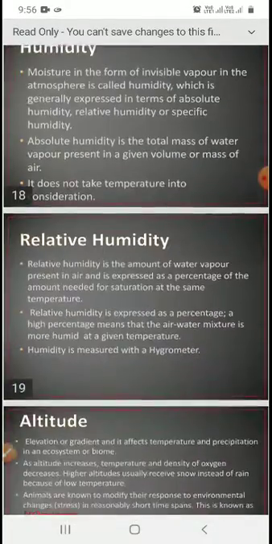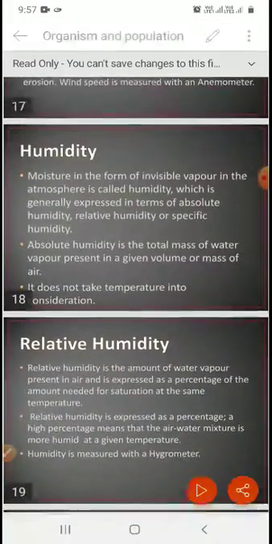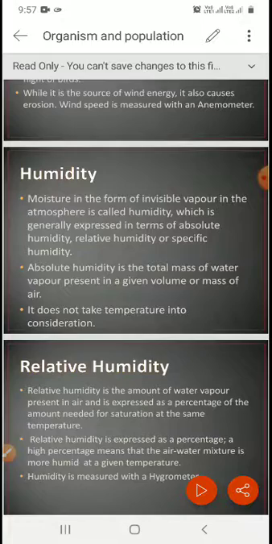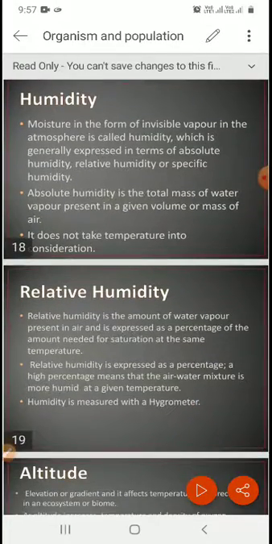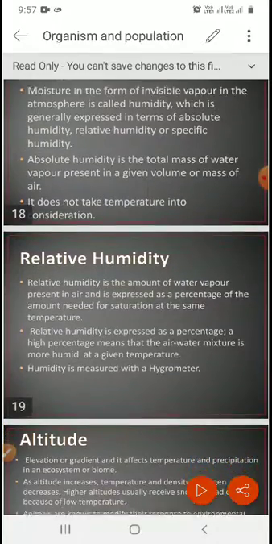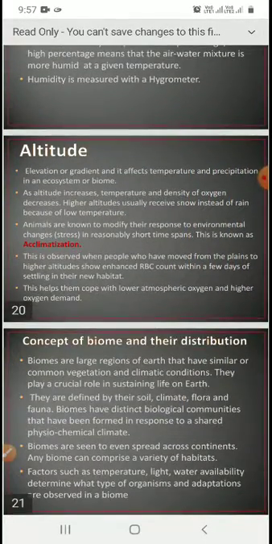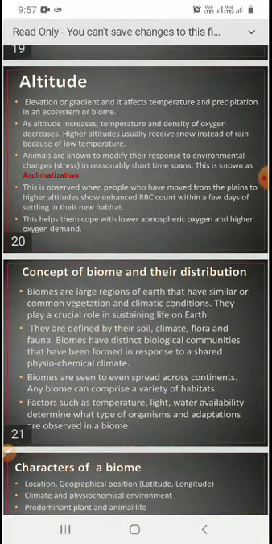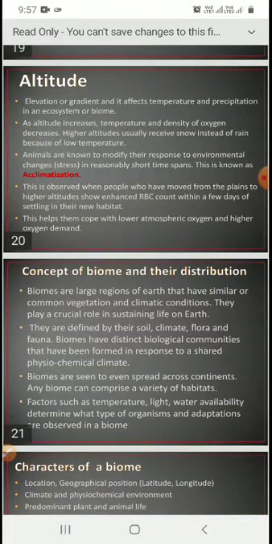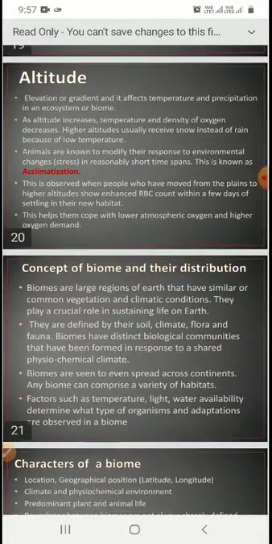Wind, humidity, relative humidity, altitude and the concept of biome. This is very important. What is humidity? Moisture in the form of invisible vapor in the atmosphere is called humidity. Absolute humidity is the total mass of the water. Relative humidity is expressed as a percentage. Altitude: animals modify their response to environmental changes in a reasonably short time span. This is known as acclimatization.